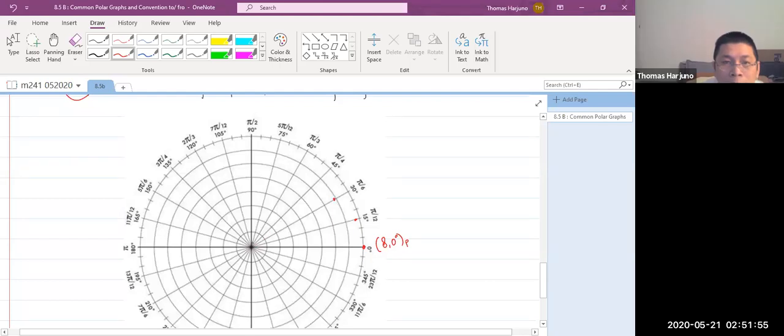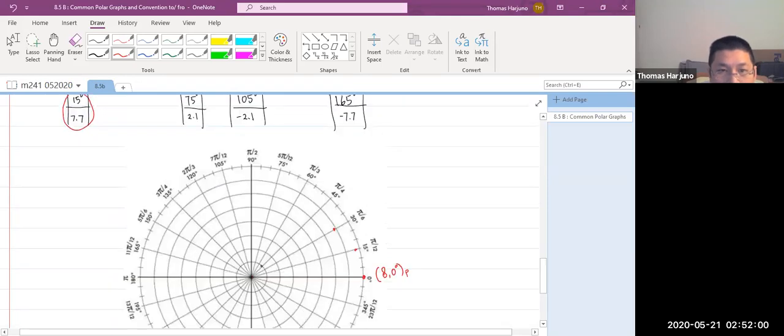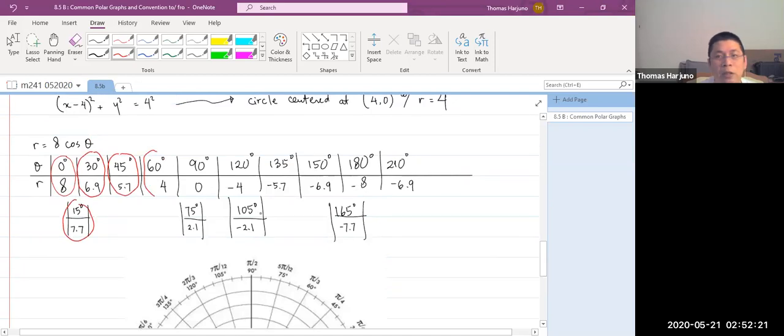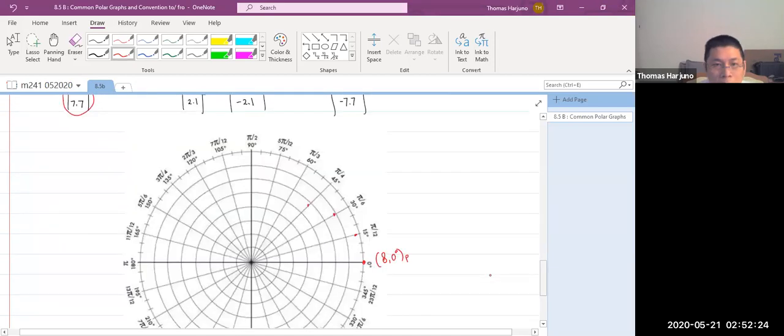For 45 degrees, is it 5.7? Yeah, 5.7. So 1, 2, 3, 4, 5. More than half, but not 6. So 5.7 across here. At 60 degrees, that's exactly 4. So at 60 degrees direction, I go 4 units. 1, 2, 3, 4.